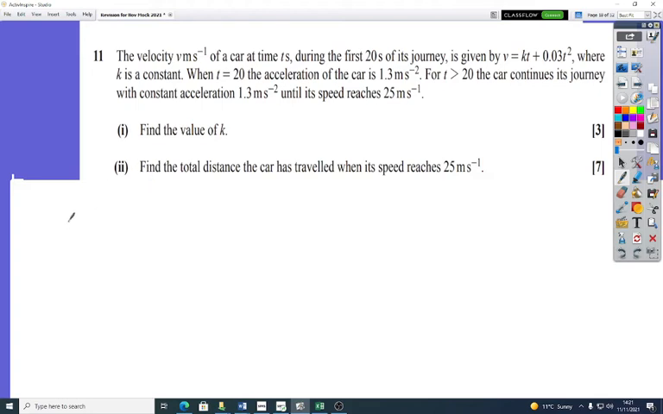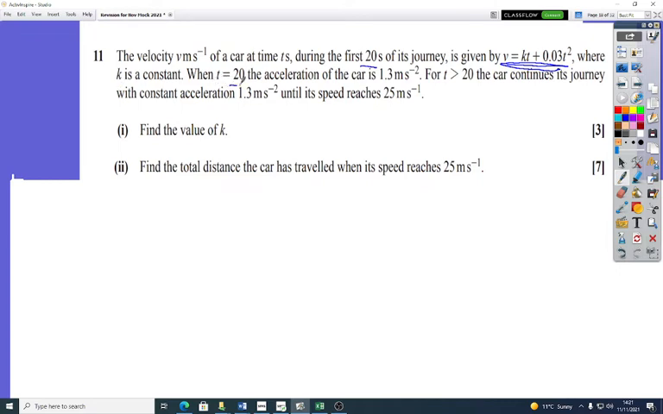Okay, so let's have a look at this question. The velocity of a car in t seconds for the first 20 seconds is given by this formula. Now, that tells me that the velocity is variable, so we can't use SUVAT here. Acceleration is not constant, but k is constant.